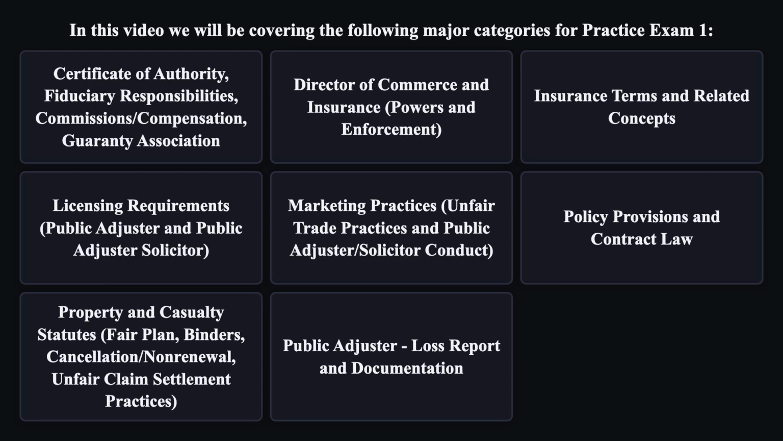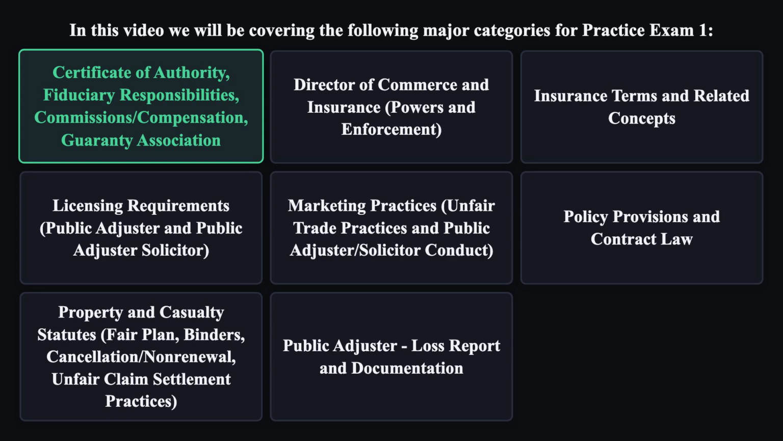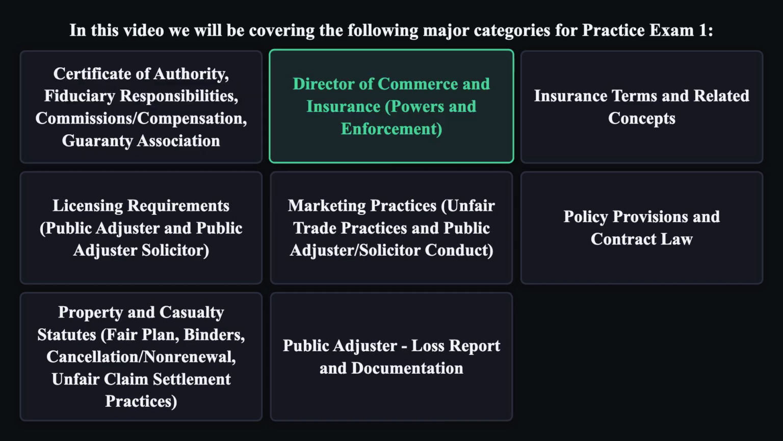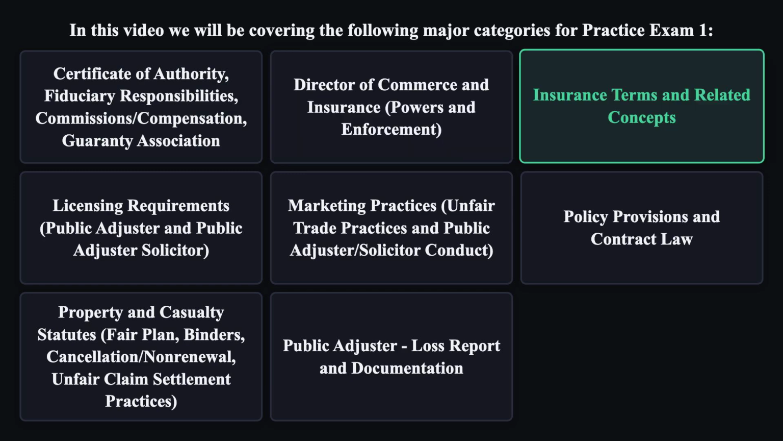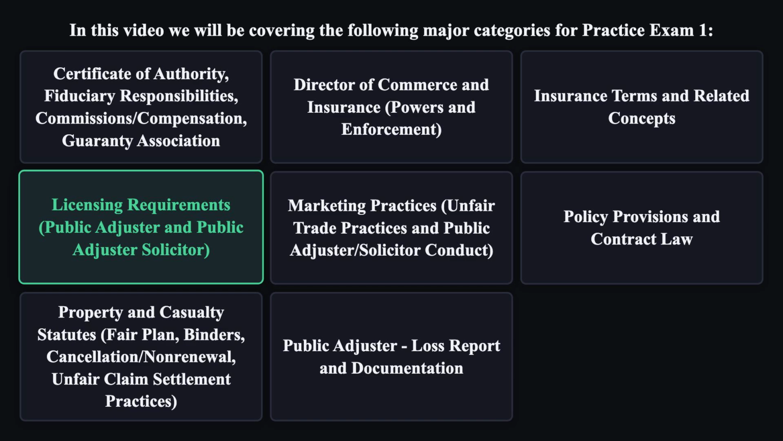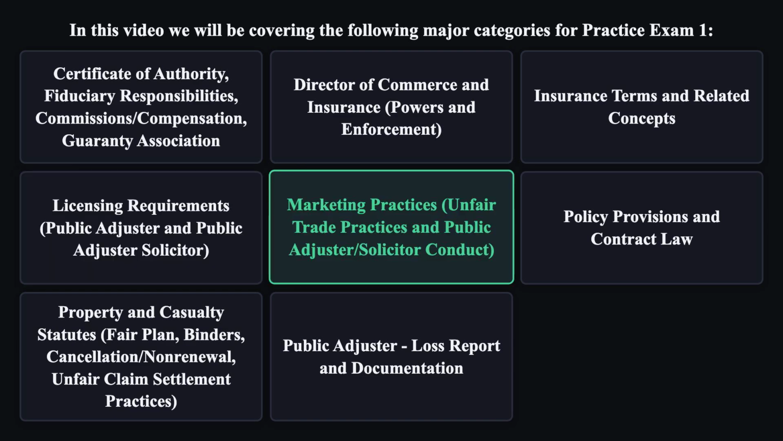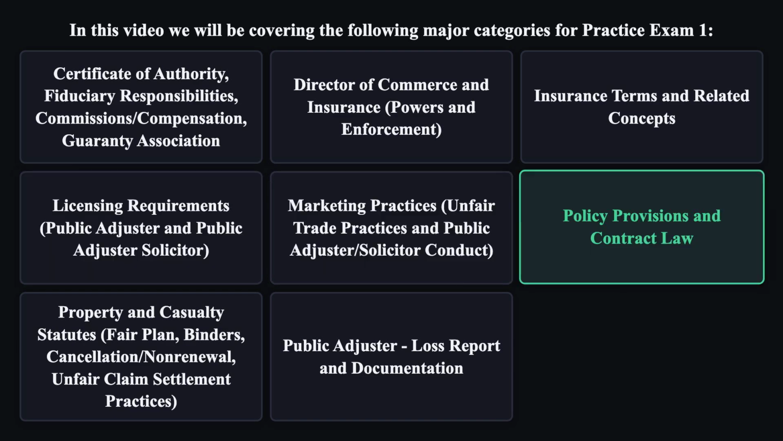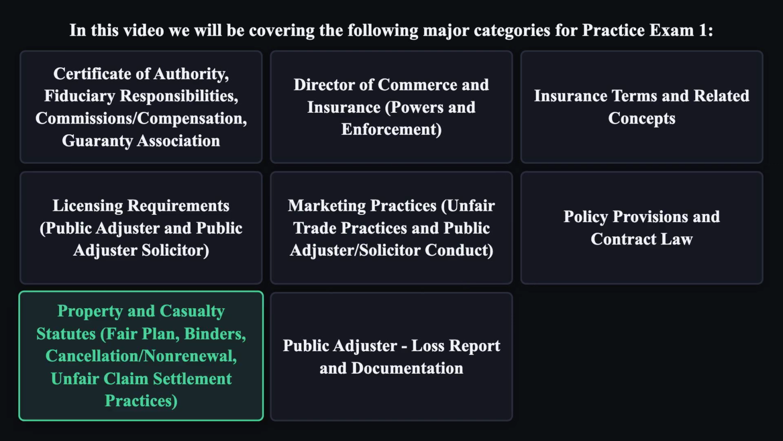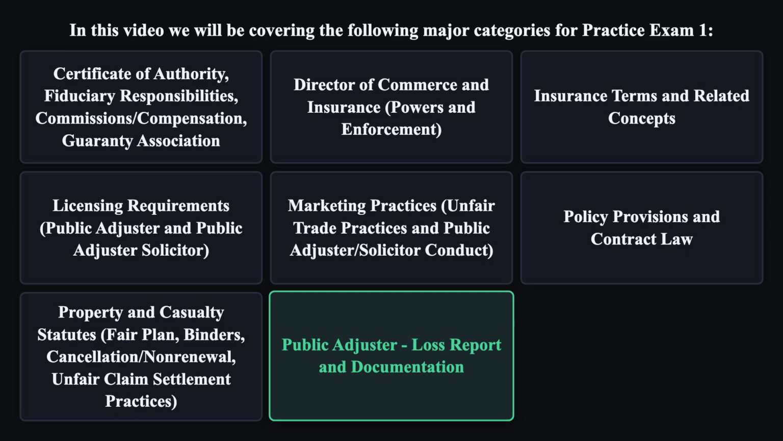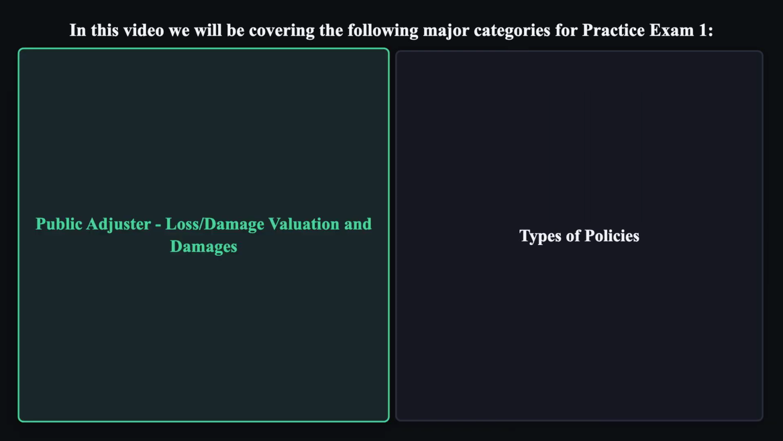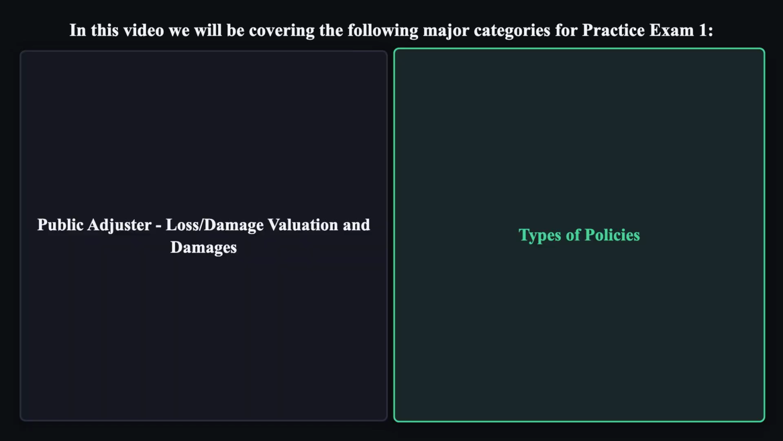In this video, we will be covering the following major categories for Practice Exam 1. Certificate of Authority, Fiduciary Responsibilities, Commissions Compensation, Guarantee Association, Director of Commerce and Insurance, Insurance Terms and Related Concepts, Licensing Requirements, Marketing Practices, Policy Provisions and Contract Law, Property and Casualty Statutes, Public Adjuster Loss Report and Documentation, Public Adjuster Loss, Damage Valuation and Damages, Types of Policies.